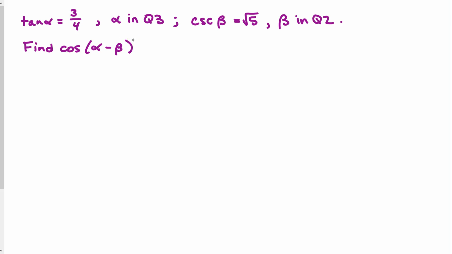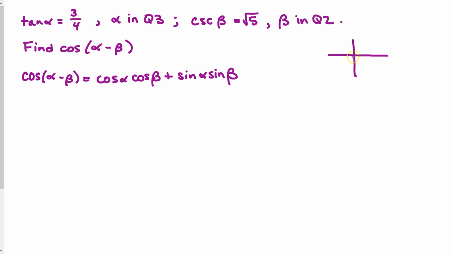Okay, so according to our identity, to find the cosine of alpha minus beta, we have to find the cosine of alpha times the cosine of beta plus the sine of alpha times the sine of beta. So we have 4 different values to find. And the way we find those values is by drawing a reference triangle for alpha and by drawing a reference triangle for beta. So remember, tangent of alpha is 3/4 and alpha is in quadrant 3.